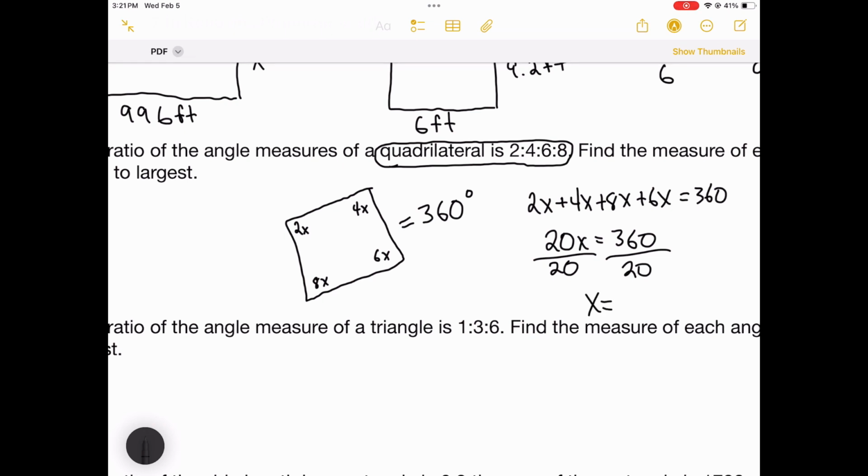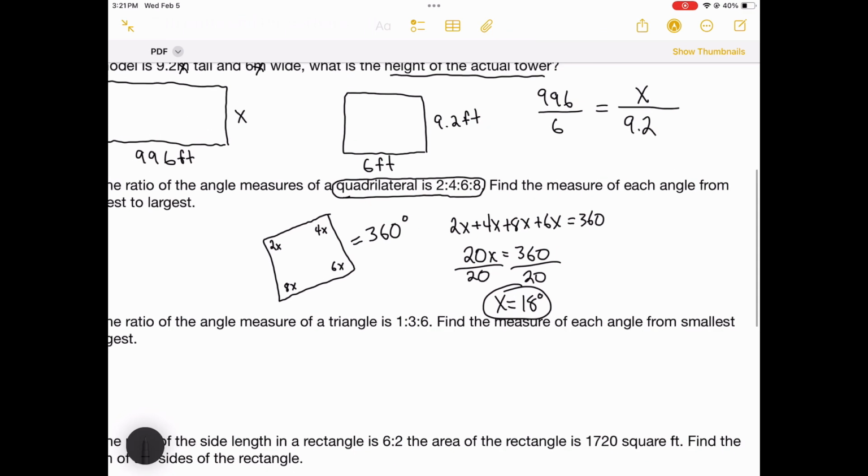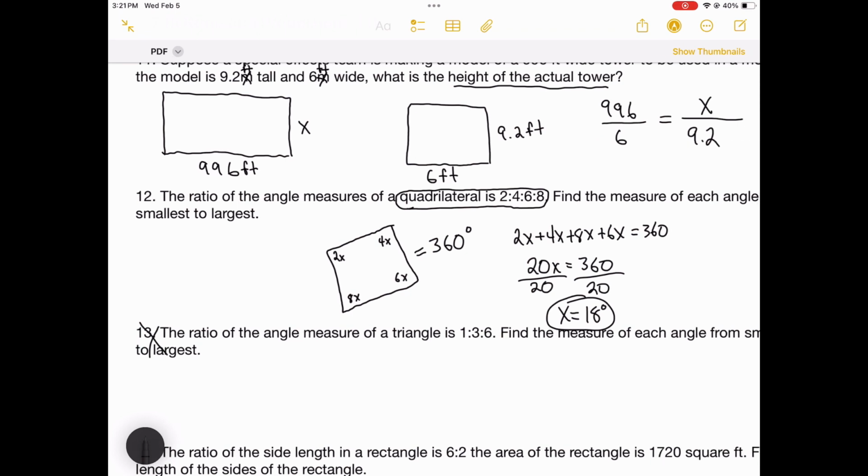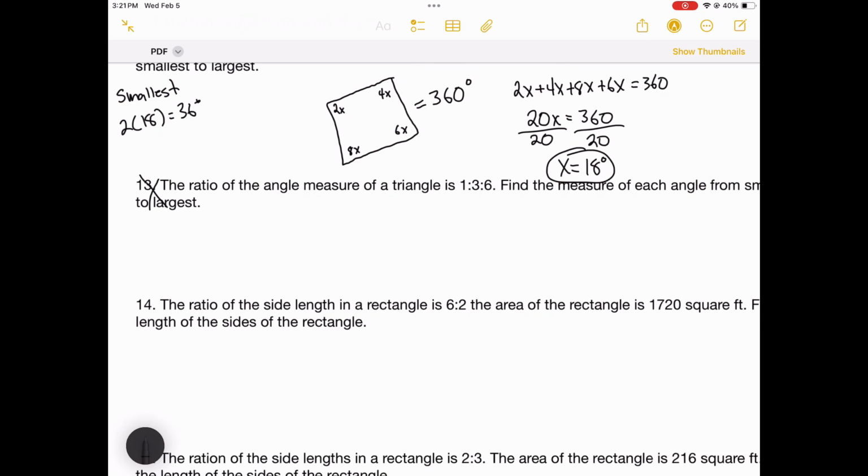So now find the biggest to smallest, or it says what? From smallest to largest. What I do is I plug this x into each one of these, and I would say, hey, the smallest is 2 times 18, which is 36 degrees. And then I would go on and on until I had all of them in the correct order. All right, skipping on to number 14. And number 14 is one that you will encounter on your assignment.